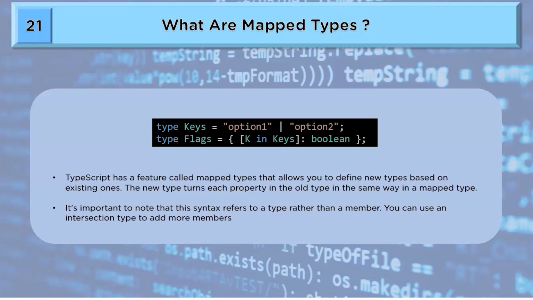There are three sections in total. The type variable K is assigned to each property one by one, and the literal union of strings. The names of properties to iterate over are stored in Keys, and Properties is the resulting type.